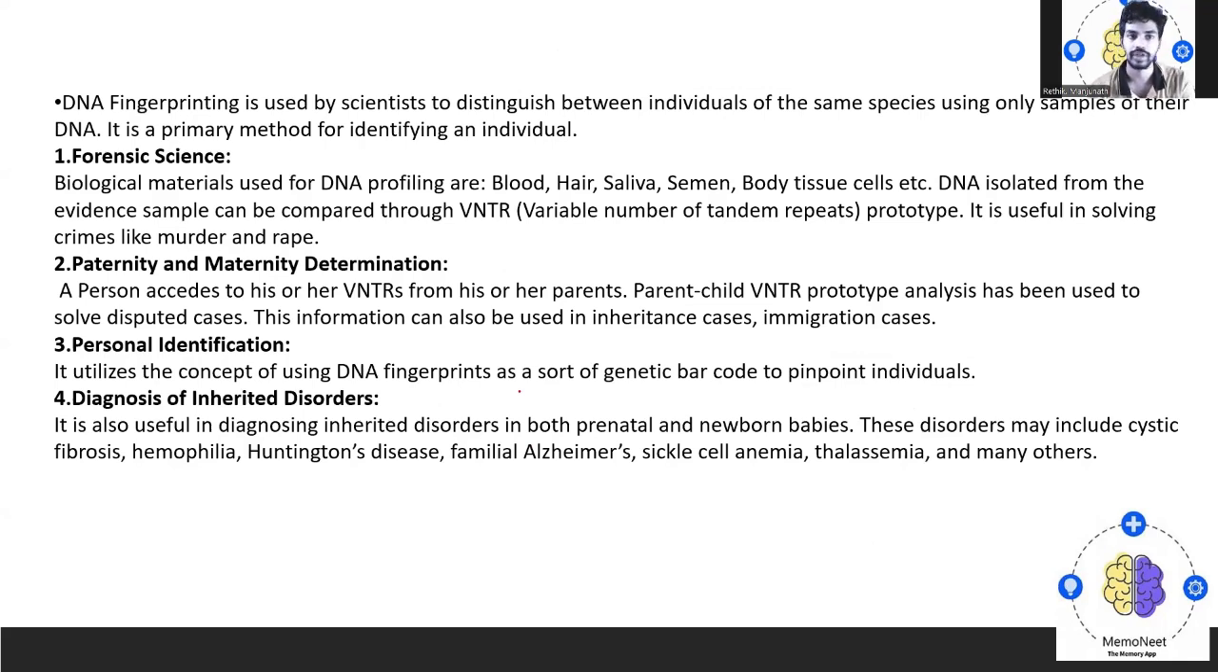Now, one very good way of understanding the advantages is forensic science. Obviously, you have a sample, and by using that, we can solve crime cases, murder, rape cases, and all. Next, we have paternity and maternity determination, whether the child belongs to whom. Those cases can also be solved. Then personal identification, like it can be used to identify the genetic barcode of an individual, so who is that individual. And you can also use this to diagnose inherited diseases, such as Huntington's disease, hemophilia, cystic fibrosis, Alzheimer's disease, sickle cell anemia, and many other diseases can also be identified in newborn babies.